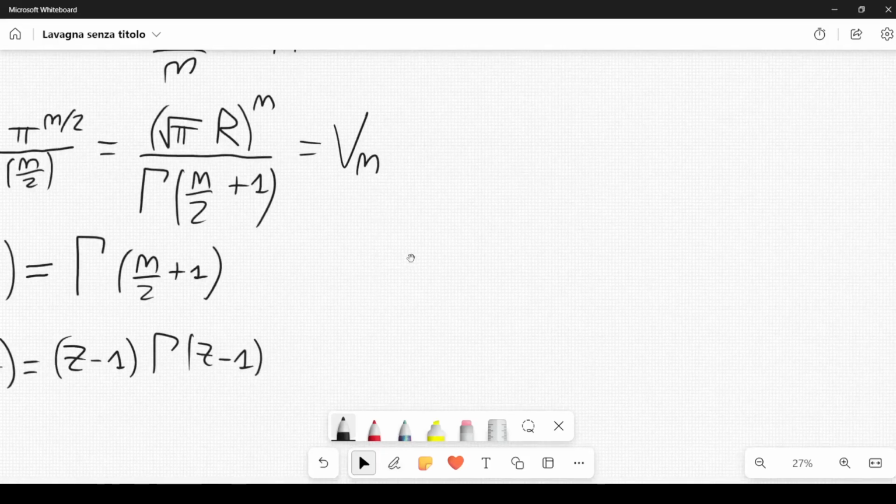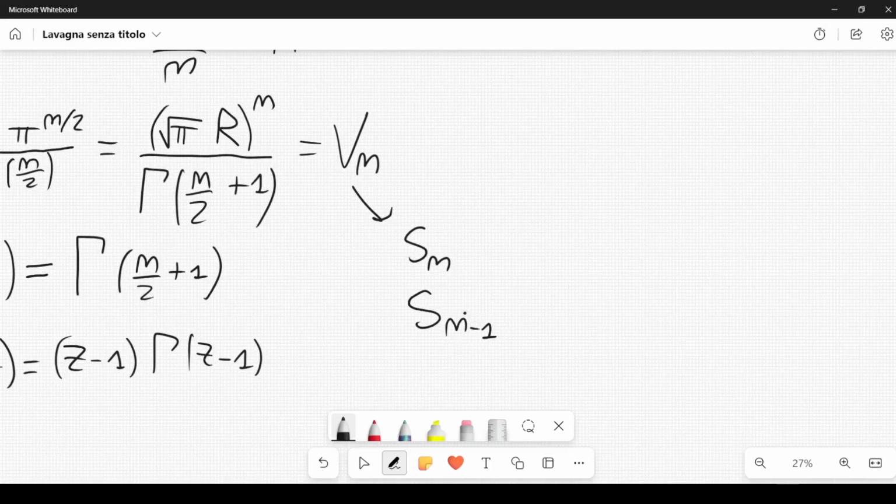If you want, you can also calculate the surface of an n-dimensional sphere, S sub n. Sometimes, instead of using sub n, it is also possible to use sub n minus 1 for convenience. Why is that? Well, we are in n dimensions, but the surface of the sphere is n minus 1 dimensional. So that's why sometimes you can also see this kind of notation here. But that's not important because that's just notation. So you simply have to take the derivative of the volume with respect to the radius. It's as simple as that.